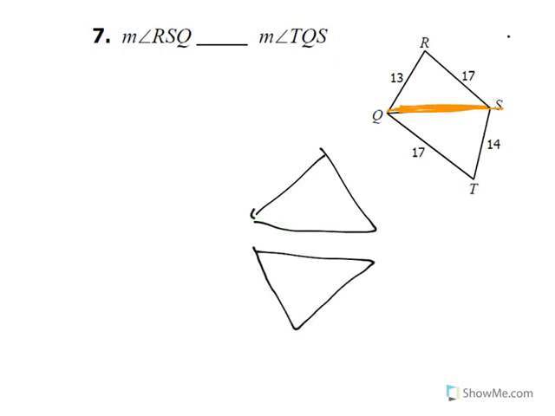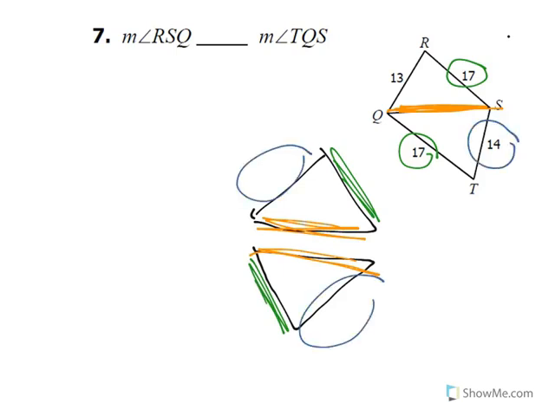So this side and this side are the same. They're congruent. And then the 17ths are congruent. So now we're comparing the third side that is different here and here. So we're looking at 14 and 13. 14 is bigger. So the angle that is across from 14 is going to be our bigger angle. That is angle SQT or TQS. So angle TQS is our bigger angle. So angle RSQ is less than angle TQS.